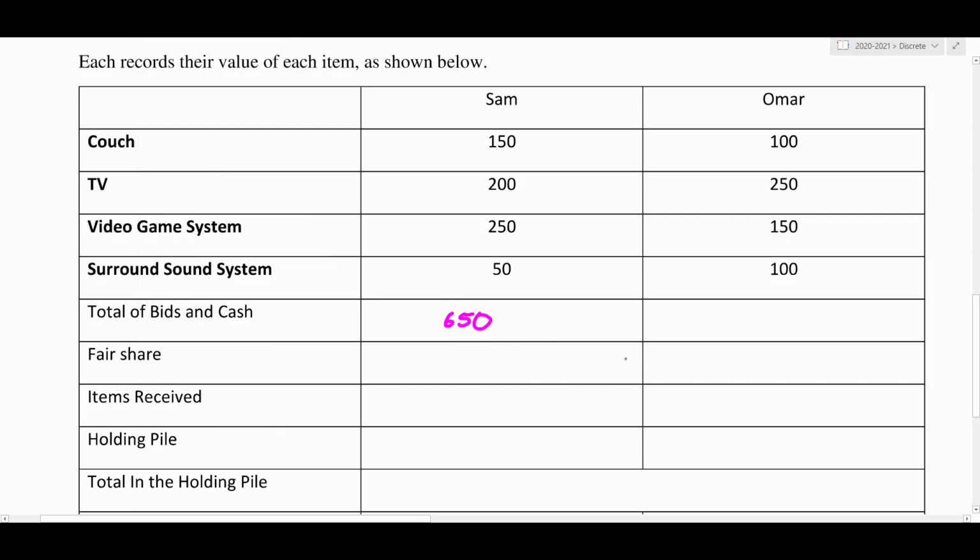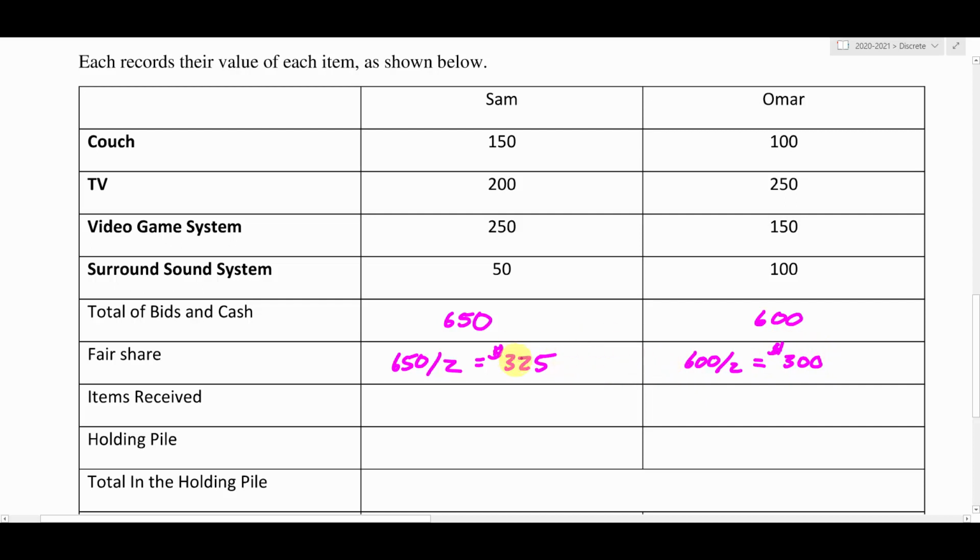So I'm going to write that into my table here. And then I'm going to do the same thing for Omar, but I'm going to spare you the joy of watching me type that in on the calculator. So we get $600 total for all the items for Omar. Now we're going to calculate fair share. Since there are only two parties in this division, we're going to take $650 and divide by 2, and you would get $325. This represents Sam's fair share, and Omar would be $600 divided by 2, so his fair share is $300.